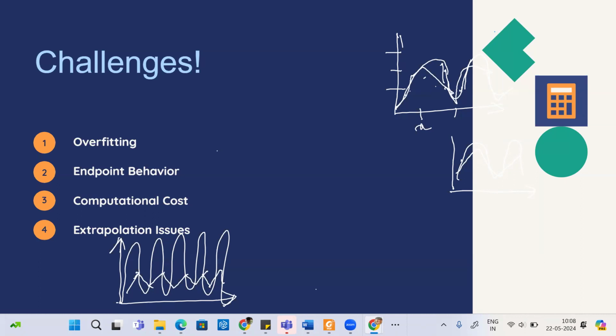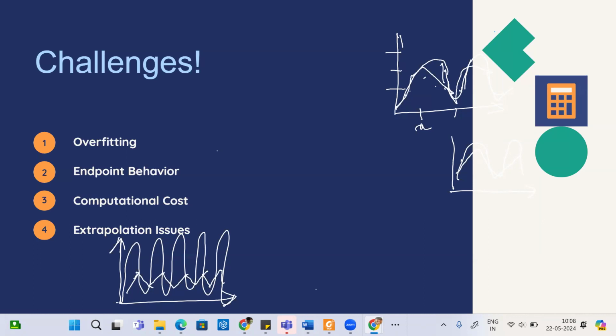And next, endpoint behavior. Cubic spline interpolation interpolates the data within a region, so beyond the region, it is unrealistic. And computational cost, which we earlier saw as an advantage. But for larger data sets, cubic spline interpolation is difficult because we need more computational requirements.